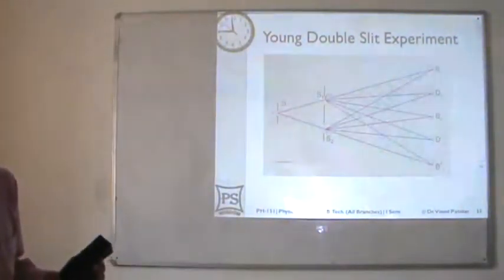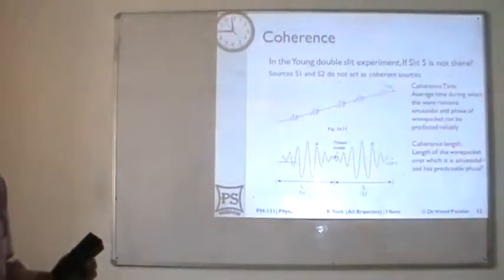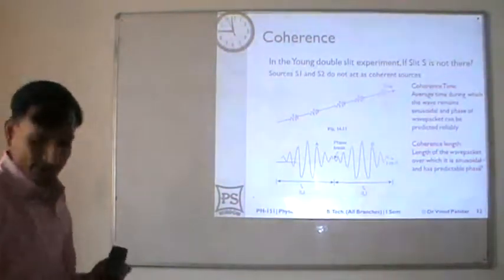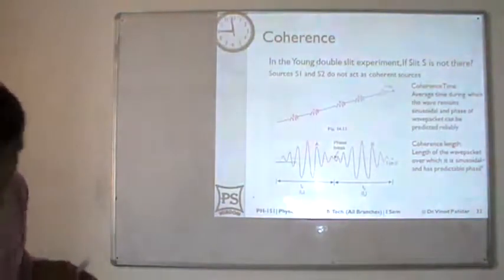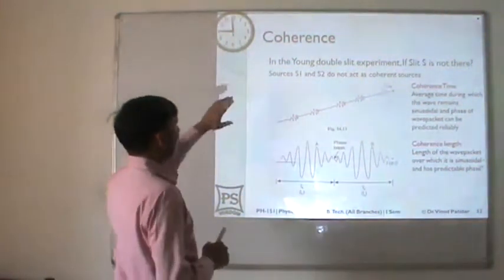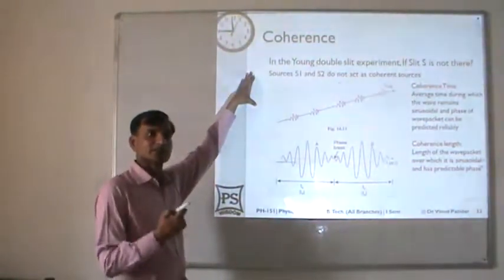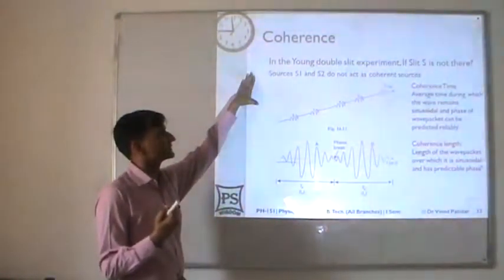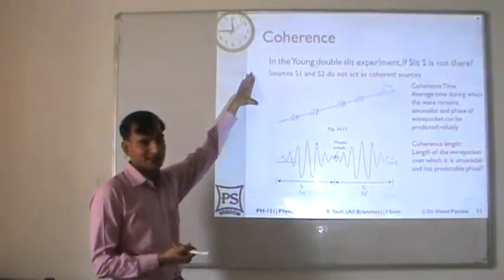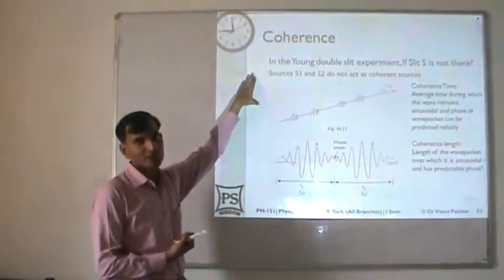Next to that, coherence. When I say coherent light sources, there are some practical things you should know before reaching a conclusion about how we can produce coherent sources and which sources would be coherent in nature.